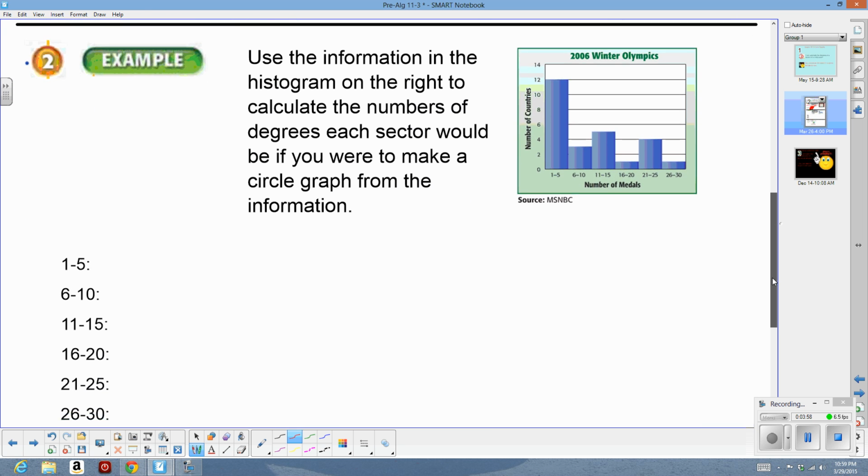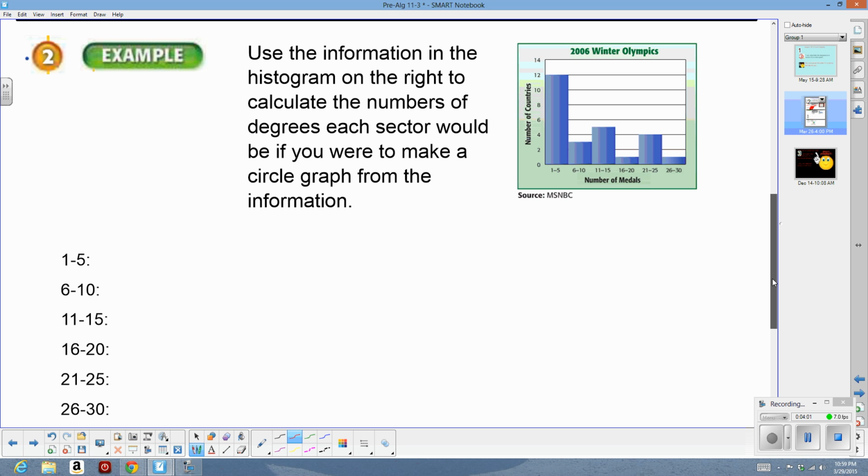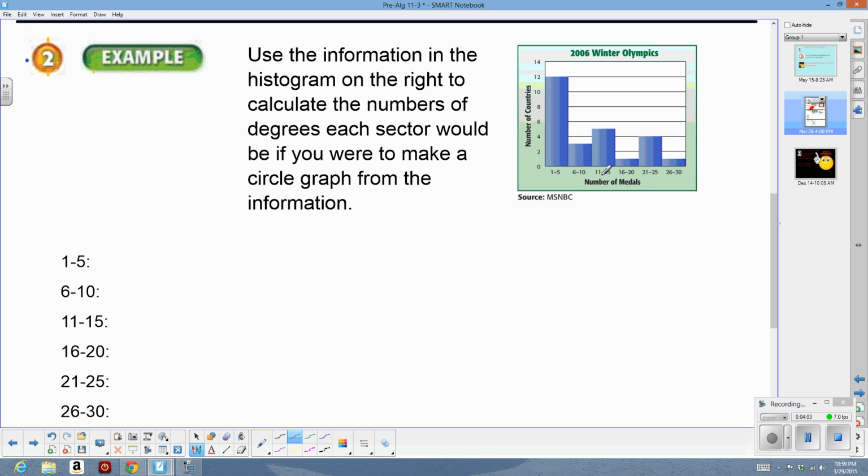Example 2 says use the information in the histogram on the right to calculate the number of degrees each sector would be if you were to make a circle graph from the information. So this one is a little bit different in that you have to first figure out some information. In this particular bar of the histogram, for 1 to 5 metals, there were 12 countries.